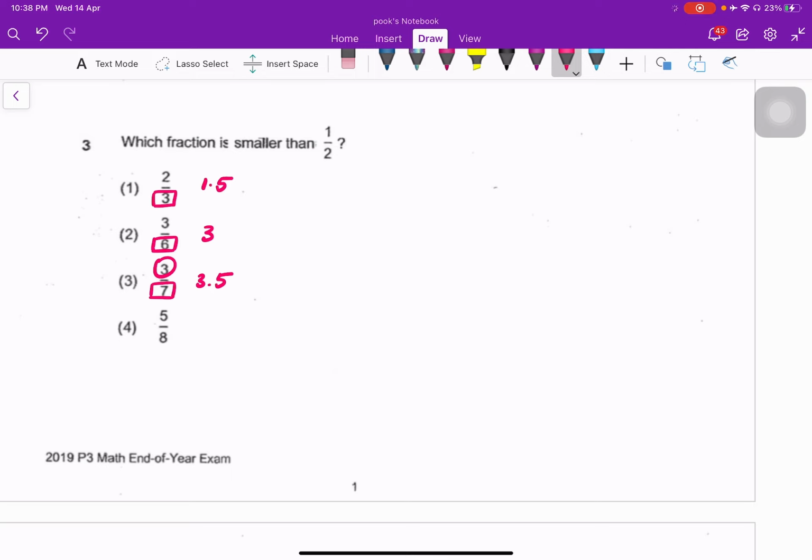Just to check our answer, it's good to look at the last option. What is half of 8? It is 4. But the numerator here is 5, which is bigger than 4. So 5 over 8 is bigger than half. So the only fraction that is smaller than half here is number 3.